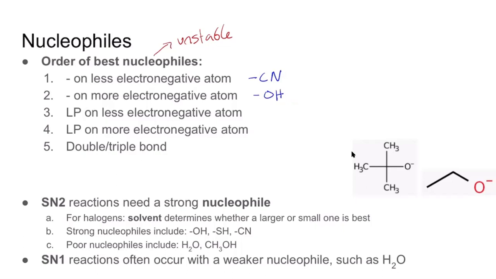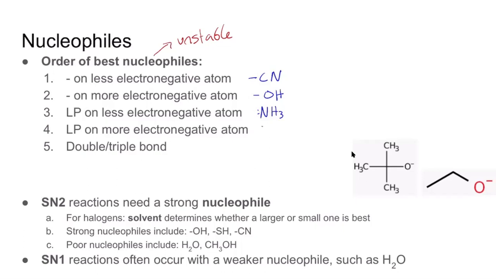And then our third best nucleophile is a lone pair on a less electronegative atom. So if we have NH3, keep in mind that these are all kind of relative terms, like when it says less or more. That's why this list is good to keep in mind if you have to rank nucleophiles. If we were comparing, let's say, nitrogen to oxygen, nitrogen would be less electronegative. So a lone pair on a nitrogen will be a better nucleophile than a lone pair on an oxygen.